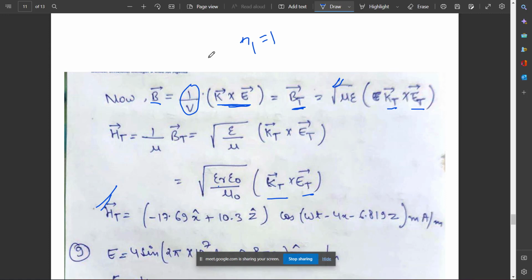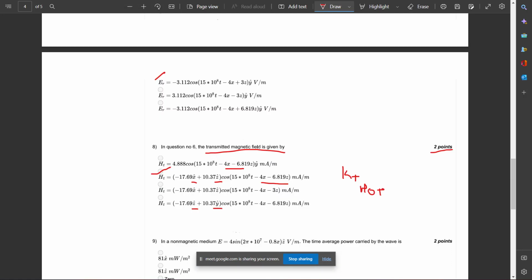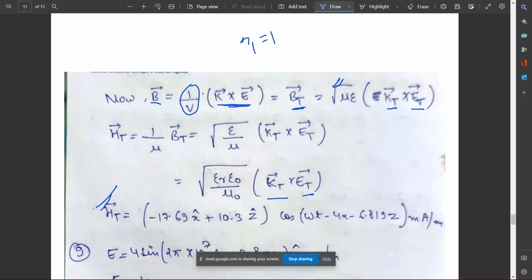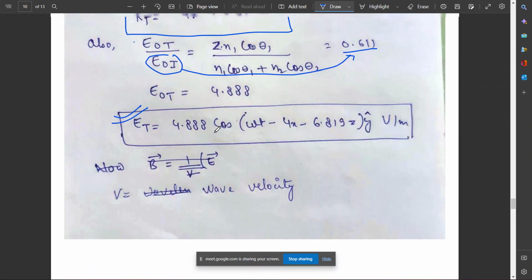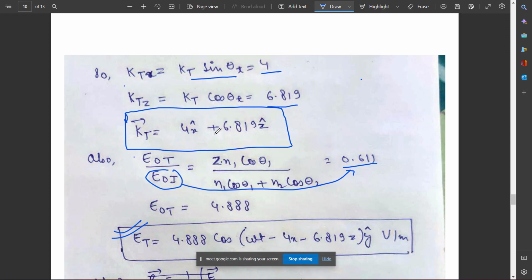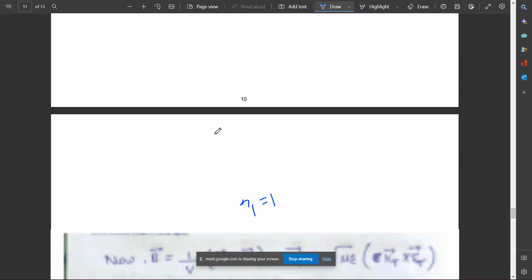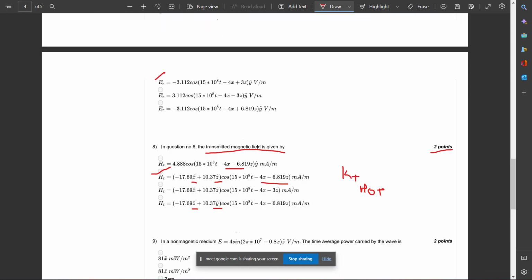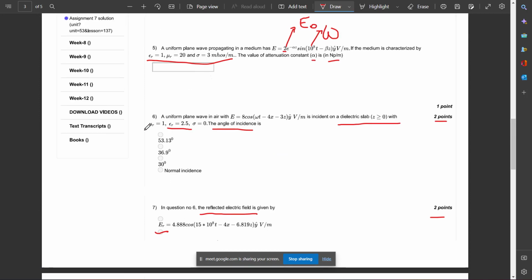So what was your doubt, Arun? Okay, madam, now it is clear. The mu r value is 1, substituting. Epsilon r by epsilon naught is given in the question.